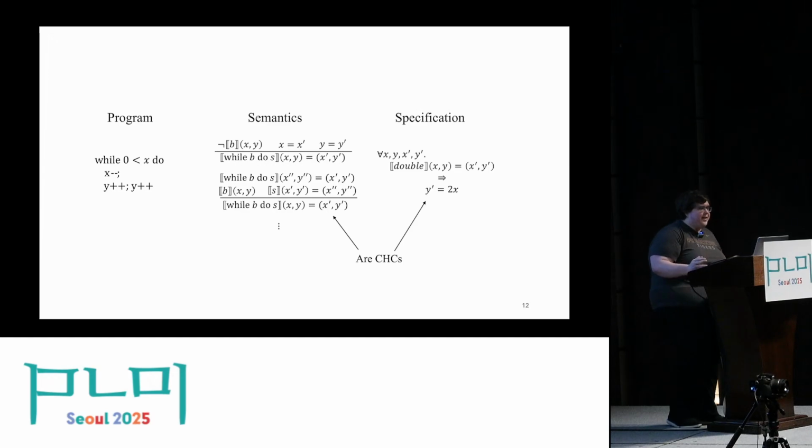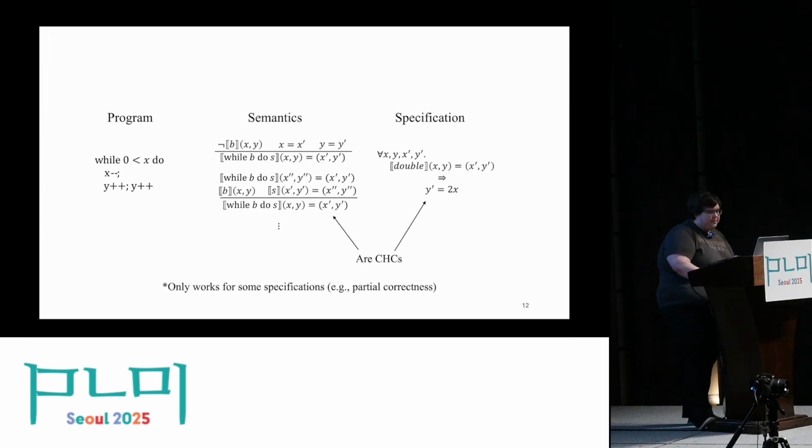And the nice thing is that for queries like this, they can be solved using a CHC solver. And so, as I'm hinting at, this only works for some specifications, ones in which the semantic relations appear negatively in your specification. So this corresponds to the class of partial correctness.